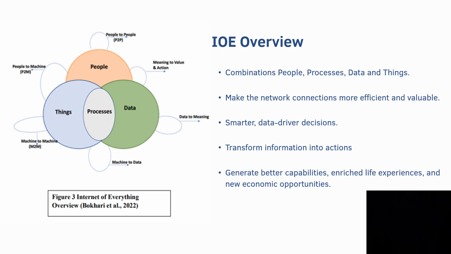So IoE overview. Just now we said IoE is a combination of people, process, data, and things. It makes the network connection more efficient and valuable. From this figure, we can see the overview of the Internet of Everything from the research by Kyrie in 2022. It is smarter. It can help us make smarter data-driven decisions and transform information into actions. It can generate better capability and rich life experience and new economic opportunities.